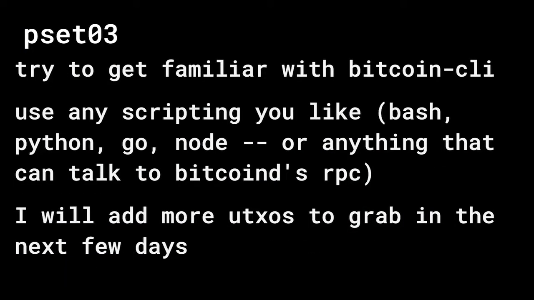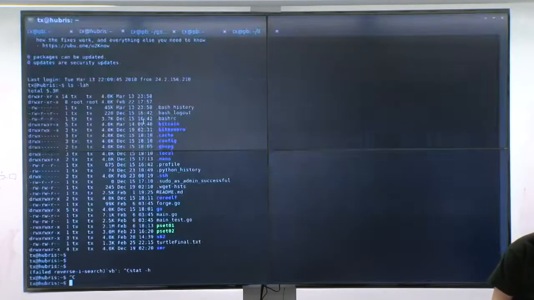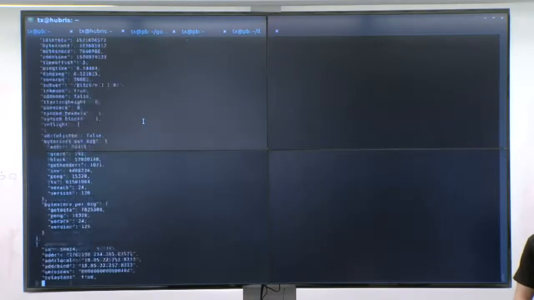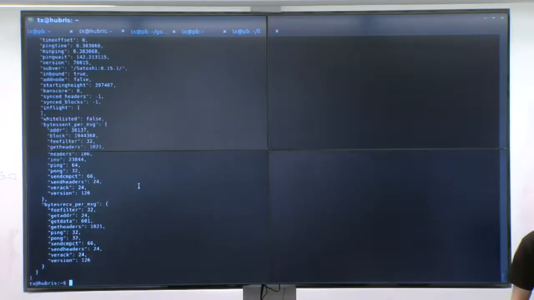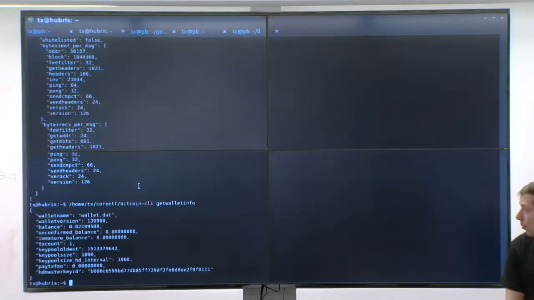Hopefully you get familiar with bitcoin-cli. If you want to do your own scripting with Bitcoin, you can use anything you want. bitcoin-cli is a command line utility that lets you interact with the Bitcoin node. For example, is this readable? Kind of, right? If I want to get peer info, this is a computer downstairs on the first floor, running Bitcoin mainnet. I want to see who's connected to me. It returns JSON, and it tells me all about the peers I'm connected to. If I want to say getwalletinfo, it'll tell me I don't have any money.